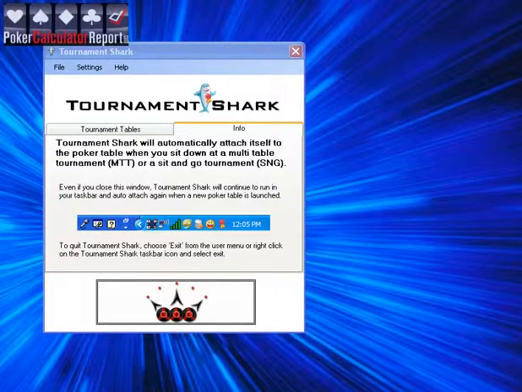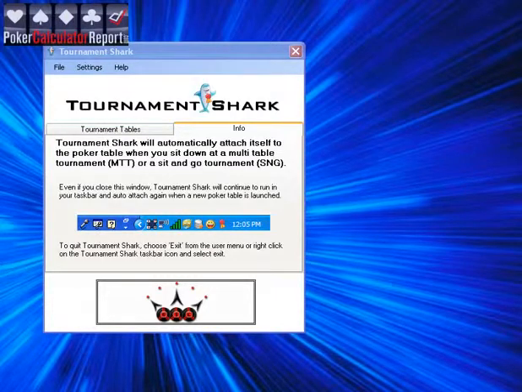Now, if that sounds familiar in, let's say, like a SharkScope or Poker Prophecy kind of way, well, it is, except that this is a program that you run on your system. You don't have to go to a website. Even though it is data mining, this program has actually been approved by PokerStars, so you're not going to have any problems with it. And all of the information is up there and legal. It's basically just a collective of tournament results.